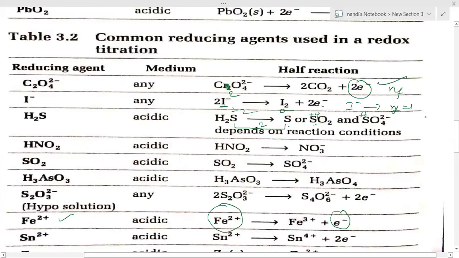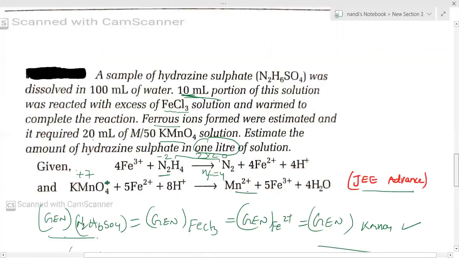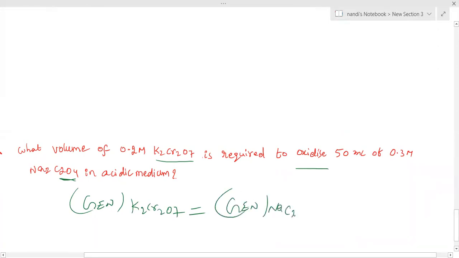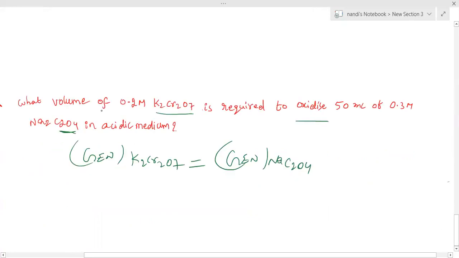Here, first you can check it. Whatever they gave, simply write equivalents. I can write gram equivalent number, only two components they gave: K2Cr2O7 equals gram equivalent number of Na2C2O4. Sodium metal doesn't change any N factor because sodium is in +1 oxidation state. They're asking the volume of this one. In acidic medium, K2Cr2O7, Cr2O7 2- has N factor 6. I provided a table here, you can check that.